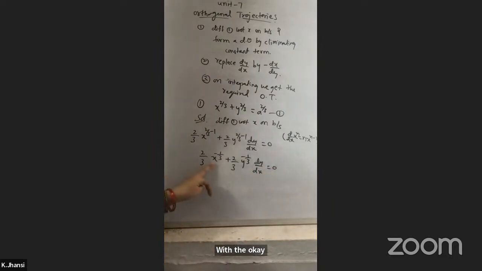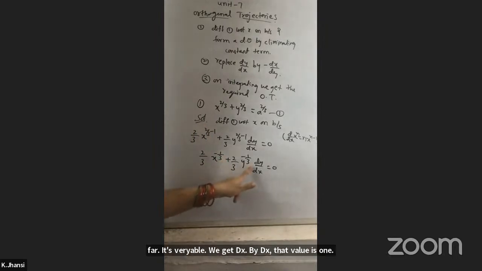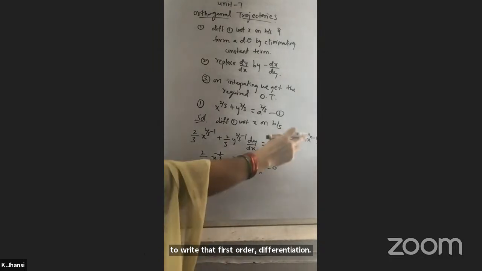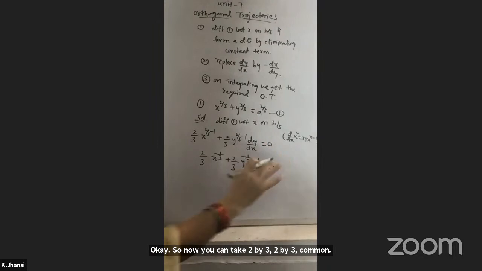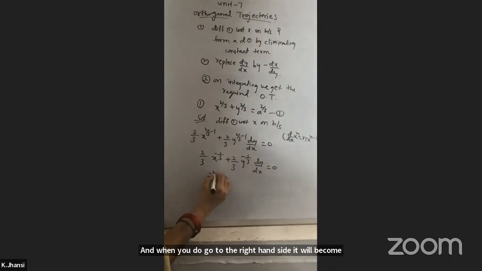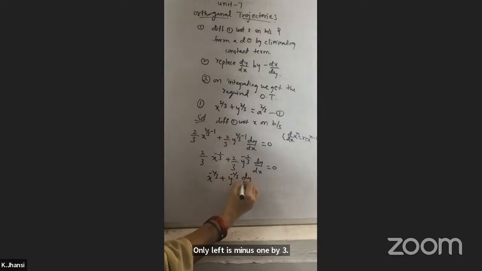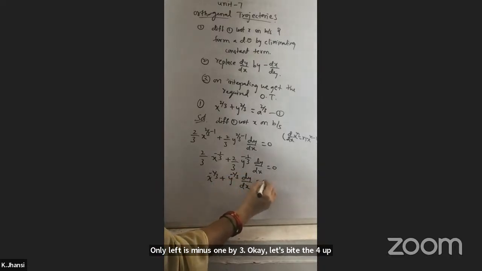Okay. So for the x variable, you will get dx by dx. That value is 1, so that's why we will not write the differentiation order here. Whenever it is the other variable, you compulsorily have to write that first order differentiation. Okay. So now you can take 2 by 3 common, and when you go to the right hand side, it will become 0. So only left is x to the power of minus 1 by 3 plus y to the power of minus 1 by 3 dy by dx equals to 0.